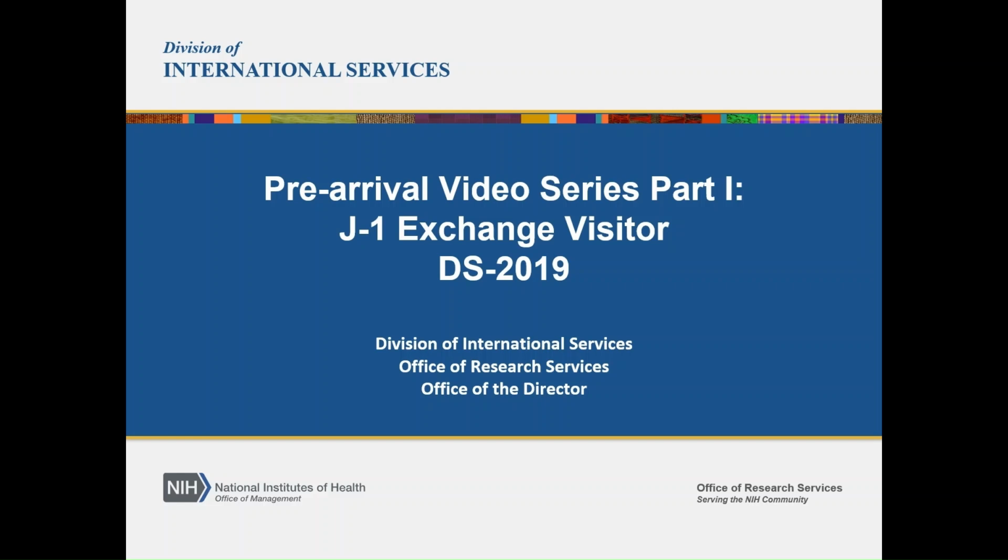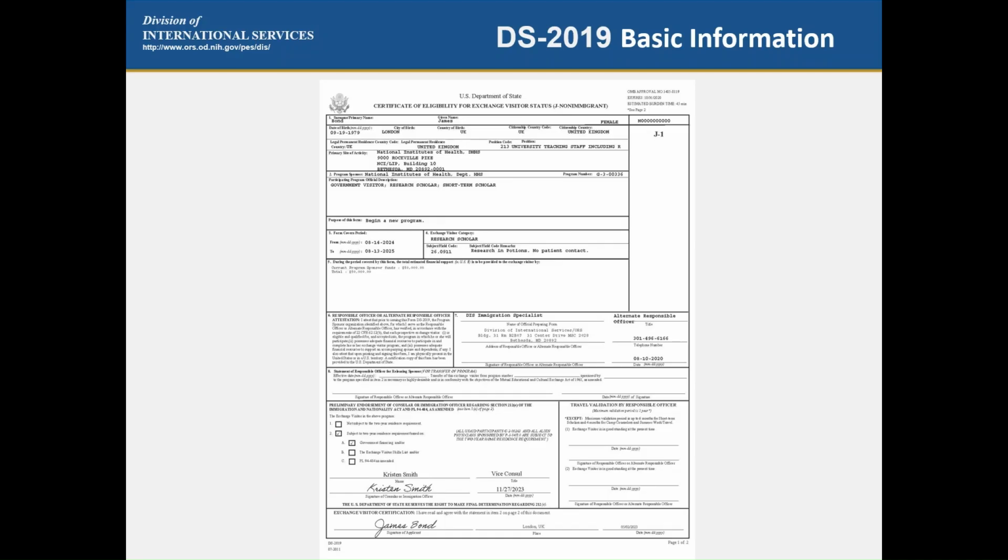These videos are meant to address J1 immigration-related questions and assist with your transition to the National Institutes of Health. In this video, we will discuss the Form DS 2019. Before you can apply for your J1 or J2 visa, you will need a Form DS 2019, Certificate of Eligibility for Exchange Visitor Status. Your Form DS 2019 explains the purpose of your visit to the United States.